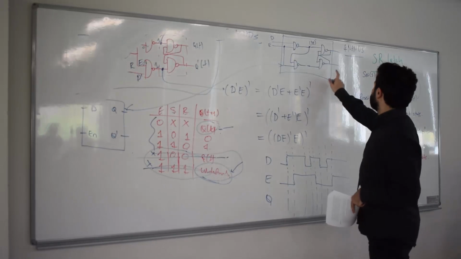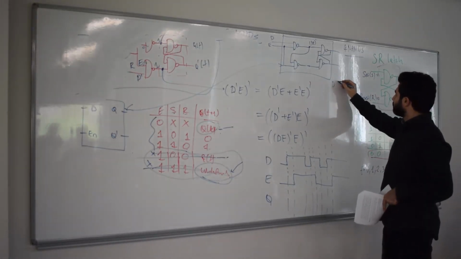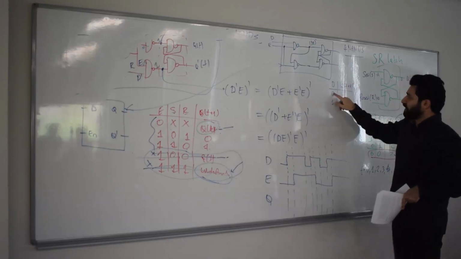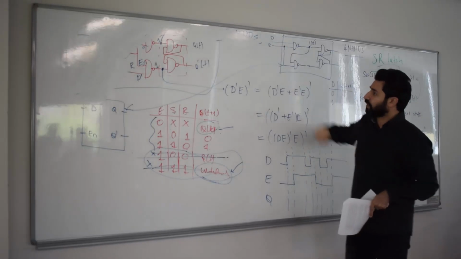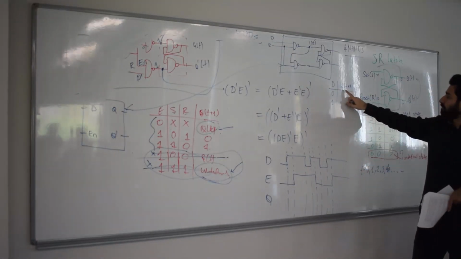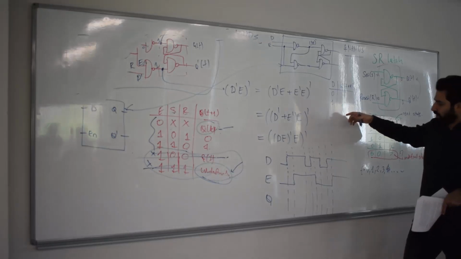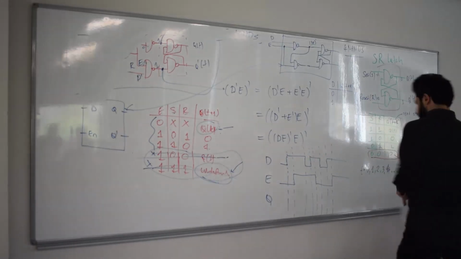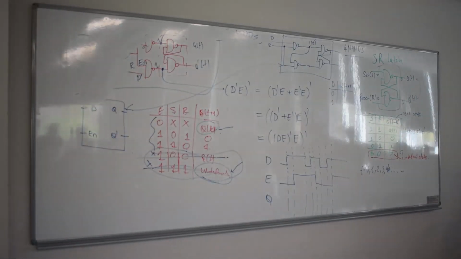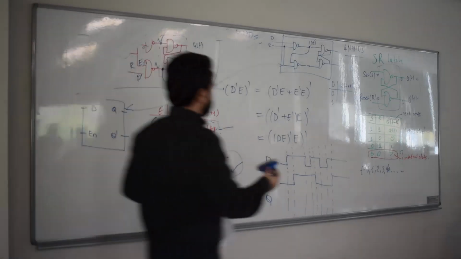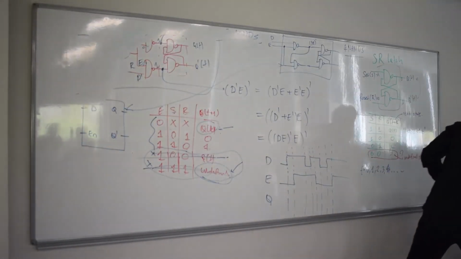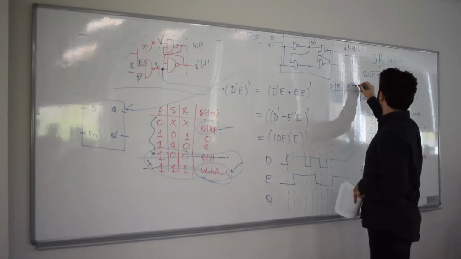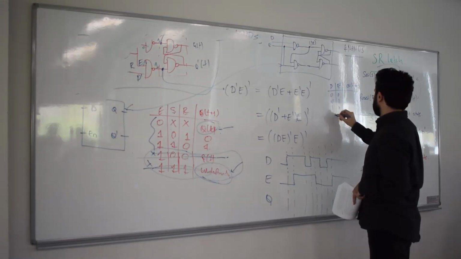If I want to draw the state diagram for this, D can be either 0 or 1. What is Q(t+1)? If D is 0, I have to also put E. So we have the D input, E input, and the next state: 0, 0, 0, 1, 1, 0, 1, 1.